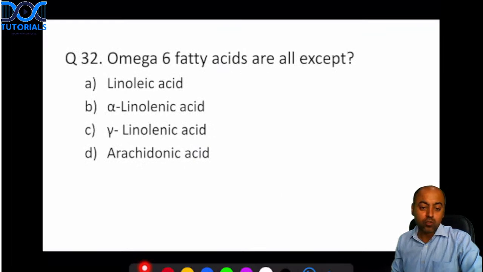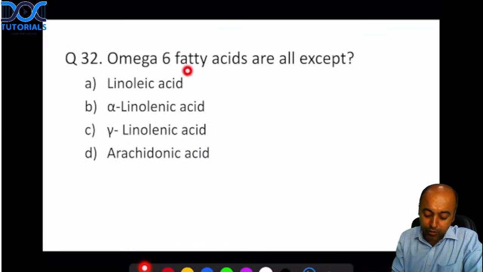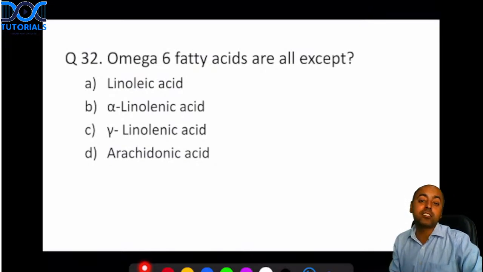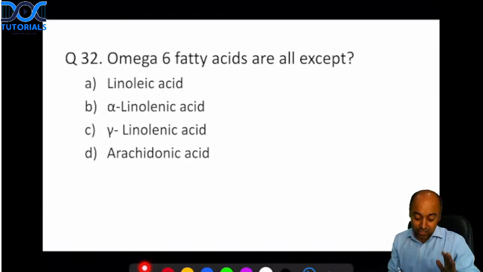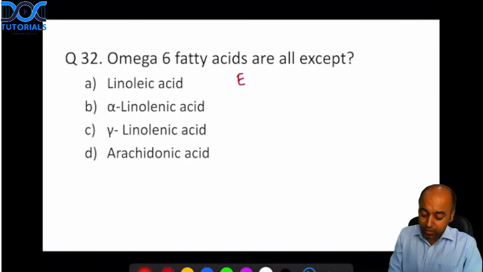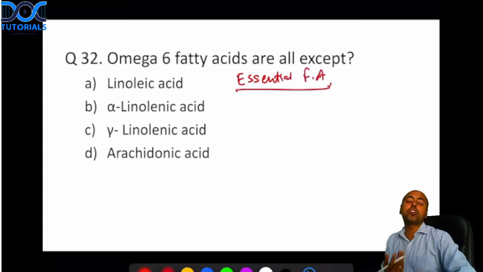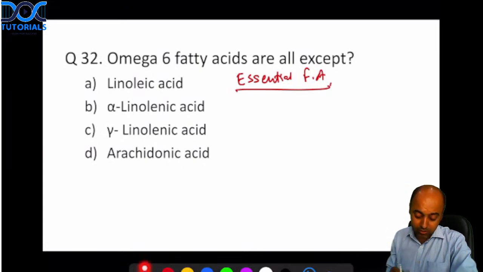Question 32. Omega-6 fatty acids are all except. Now this is again a very important question. Omega-3 and omega-6 fatty acids are commonly asked in your exam. So you should know which of the essential fatty acids belong to the omega-3 series, and which of them belong to the omega-6 series.